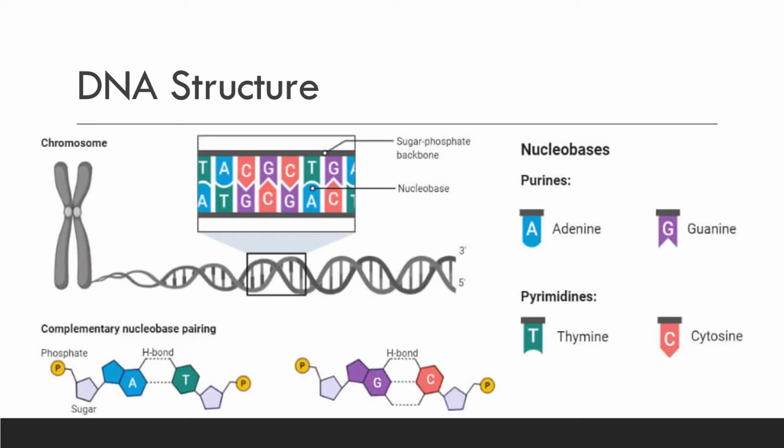DNA structures. There are two types of nucleobases, purines and pyrimidines. Purines include adenine and guanine, while pyrimidines include thymine and cytosine. Purines always combine with pyrimidines: adenine always forms a bond with thymine, and guanine with cytosine. So they are known as the complementary nucleobase pair. Let's see the DNA structure in detail.